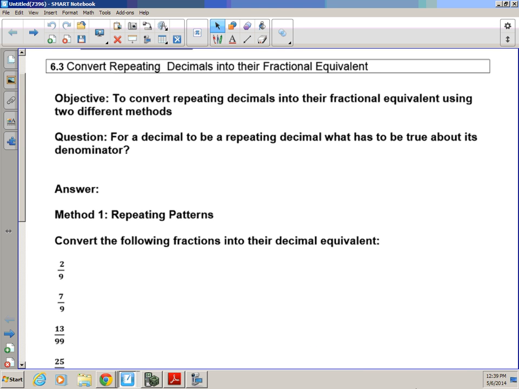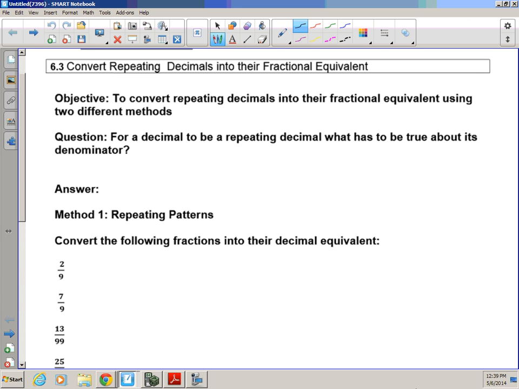So what we're going to work on today is more with irrational and rational numbers. What we're going to talk about is how to convert these repeating decimals into their fractional equivalents. Okay? And you're going to see there are two different ways we're going to do this. And one is obviously going to be much easier than the other.